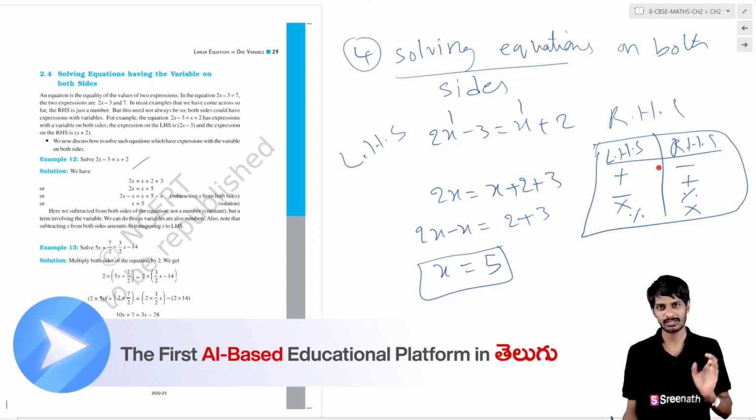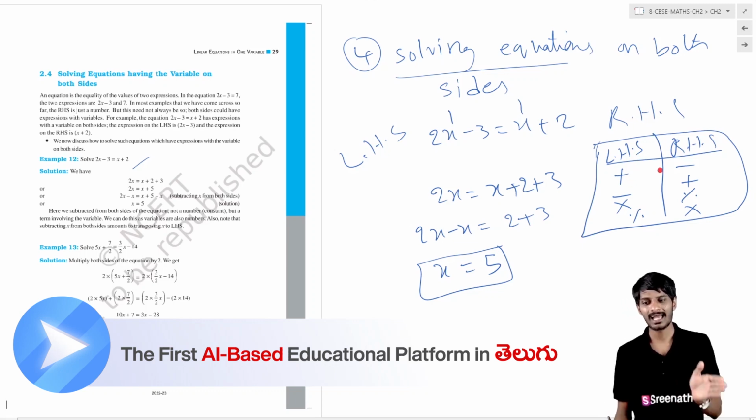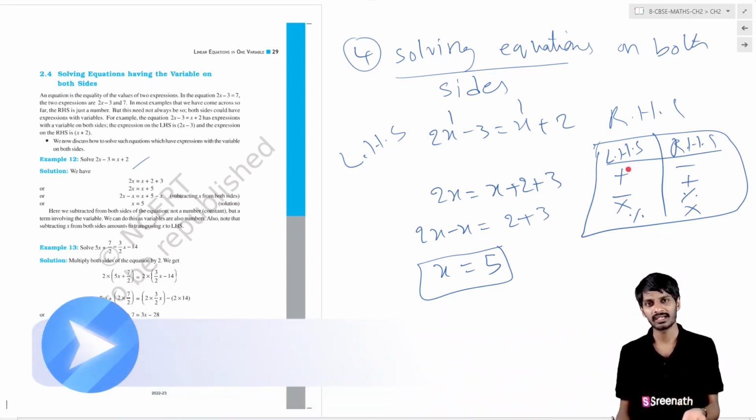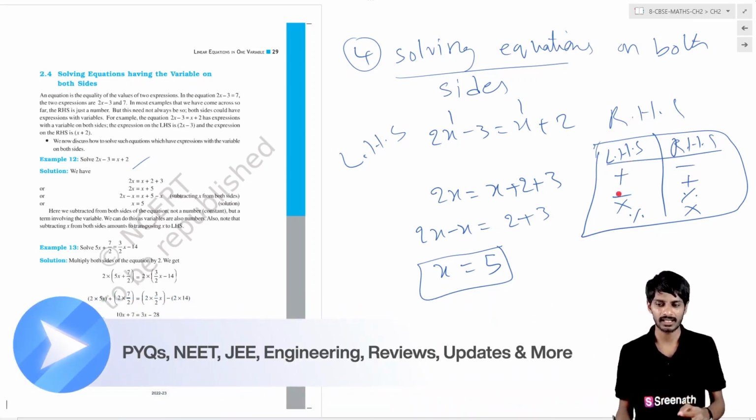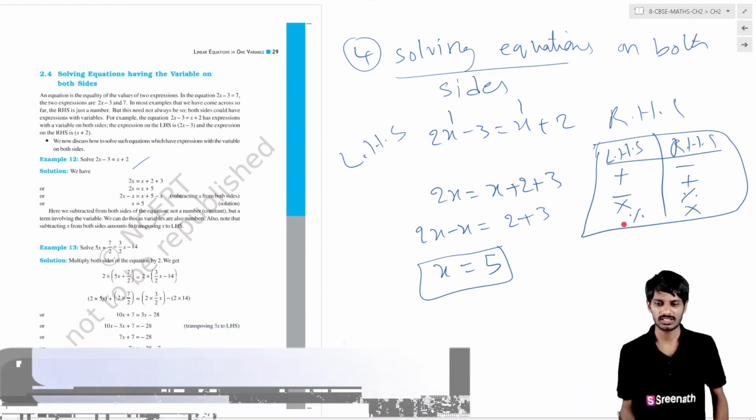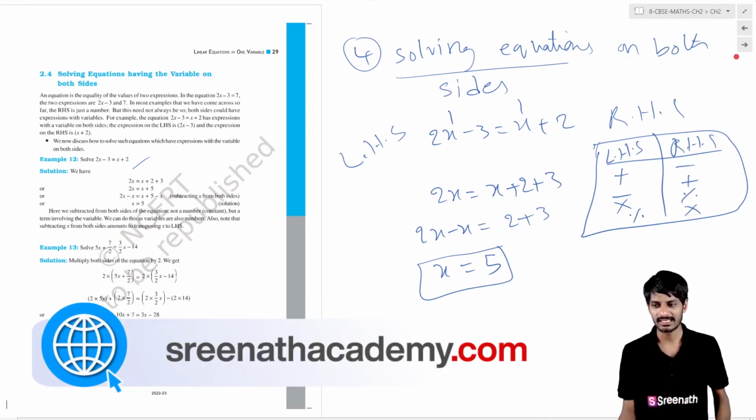These are the most important things you have to remember while shifting from the left hand side to the right hand side, or from the right hand side to the left hand side. We have to change the sign: if it is adding on the left hand side, we have to subtract on the right hand side. These rules must be followed. This will make your calculations very easy.